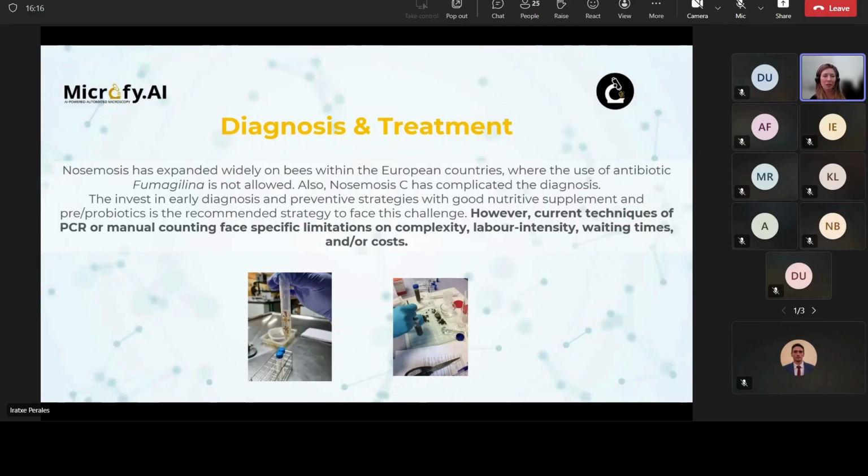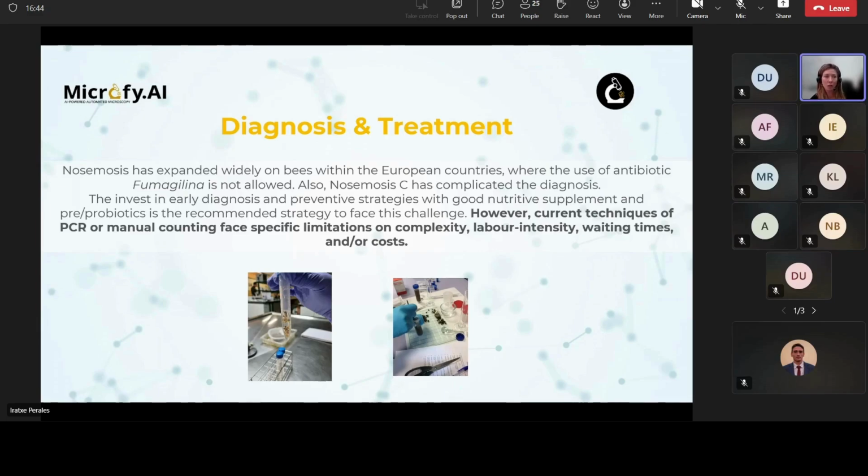The problem is that monitoring the infestation load in the beehives is difficult because you need an expert. You need to work with molecular techniques, with PCR, which is expensive, and you need to have the equipment. Or if you want to do it with manual techniques, you still need a microscope, and you need to be an expert. And you need labor-intensive work because you have to do it by hand.